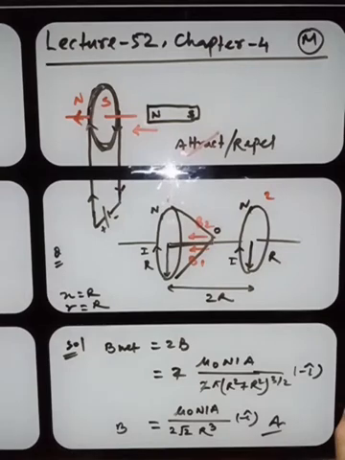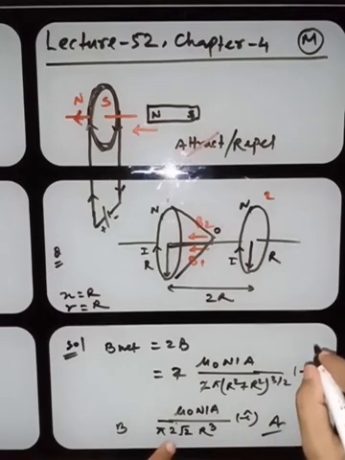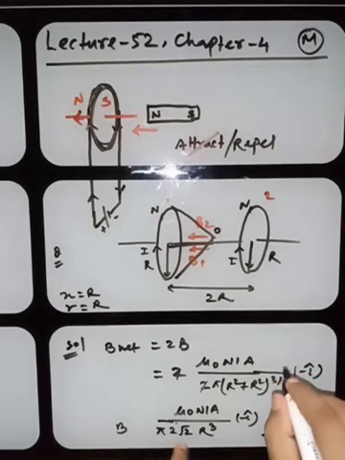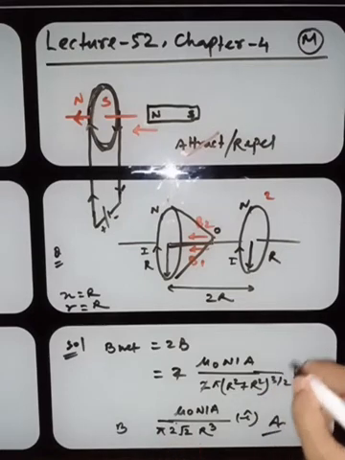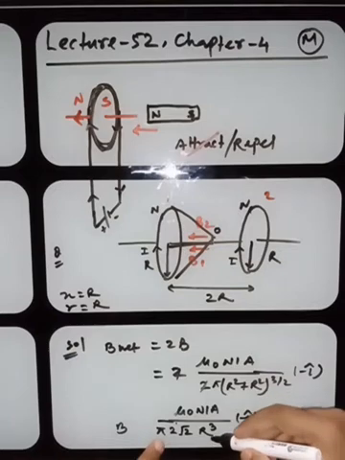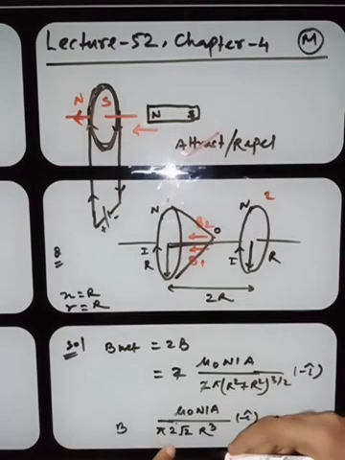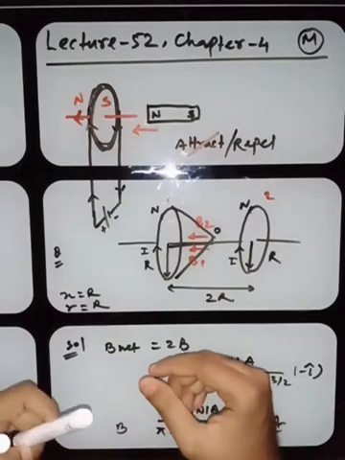You can write, pi is left, so mu naught N I A divided by 2 pi root 2 r cube. You can simplify this one also. This A is nothing but pi r square, and you will find this pi and r square gone. So mu naught N I divided by 2 root 2 r. This will also be the answer.